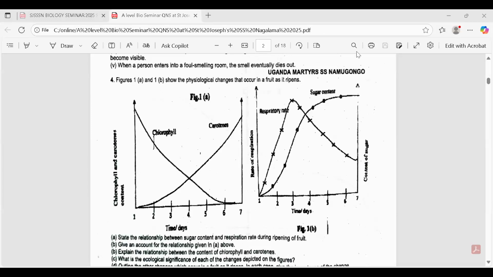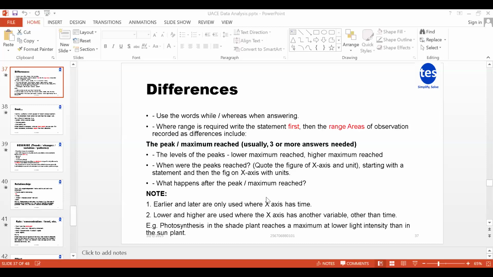Okay, so I think let's briefly talk still about handling those graphs, then we can come back to the questions. We continue with them. So we were here on the differences. I hope we were noting some things.